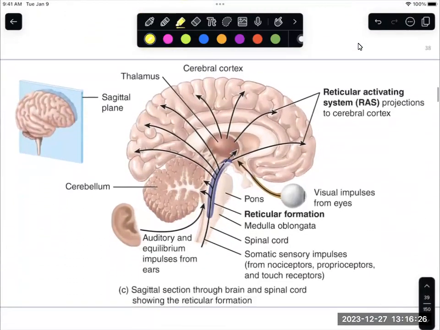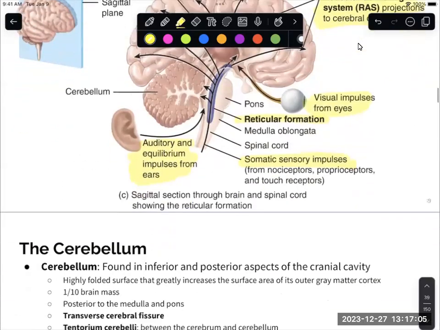So here is this reticular activating system, this whole reticular formation, everything that makes it up. All of these arrows are showing we have auditory and equilibrium impulses coming in. We have visual impulses coming in from the eye. We have sensory impulses coming in from the body, and it's going out all over the cerebral cortex to help you process information and focus on what you need to, filtering out what you don't need.